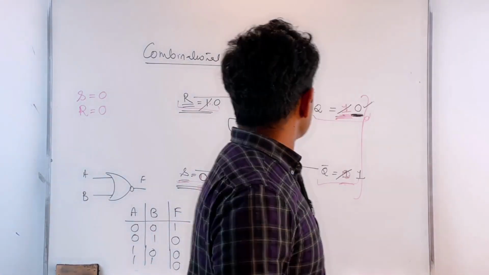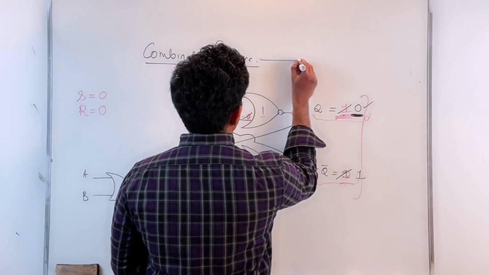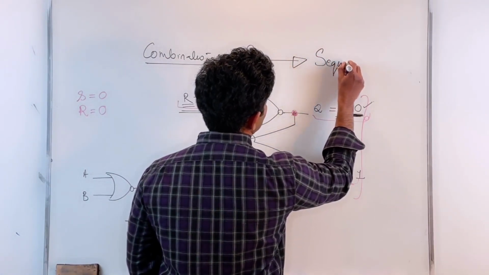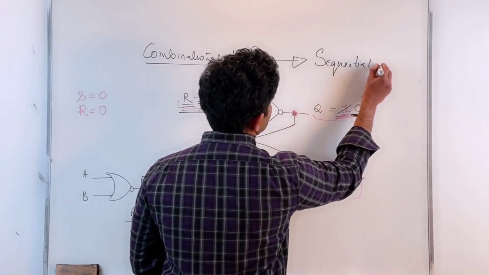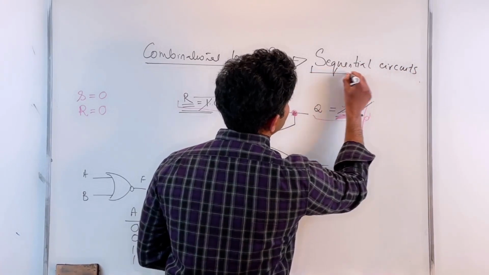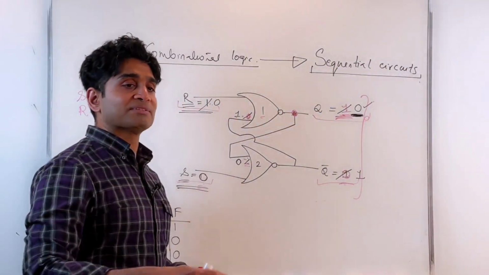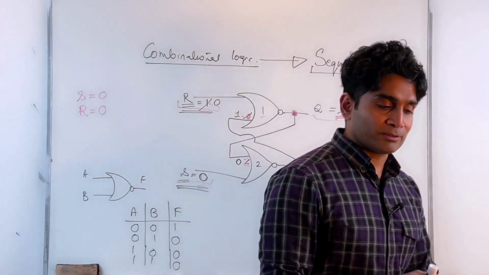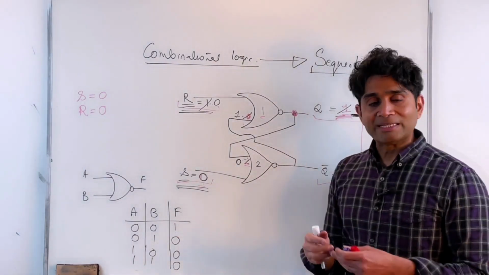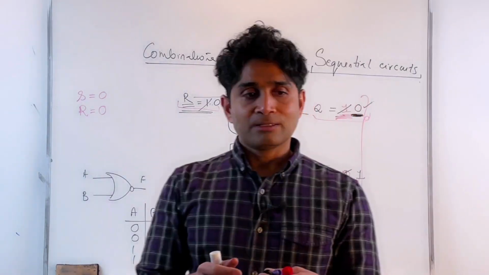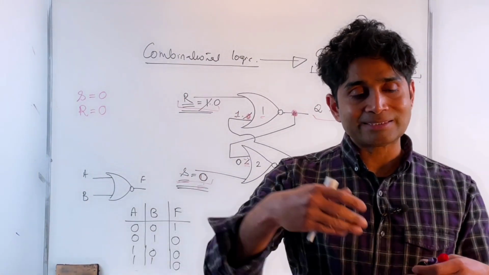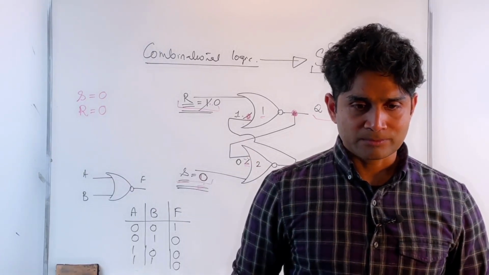And that leads us to the next topic, the design of sequential circuits. Sequential, because these circuits can perform a sequence of operations, a programmed sequence of operations. These can be run through a set of sequence of operations. And for these to work, the output depends not only on the present inputs, but also on the history of the inputs.